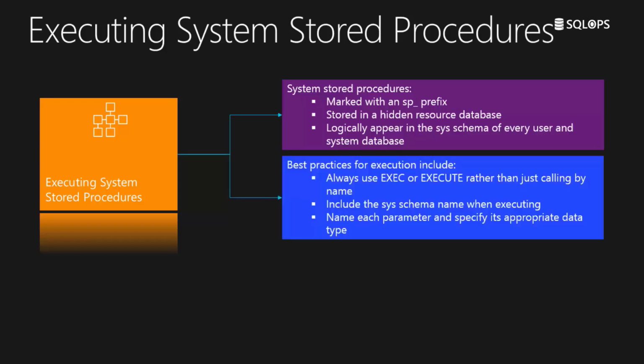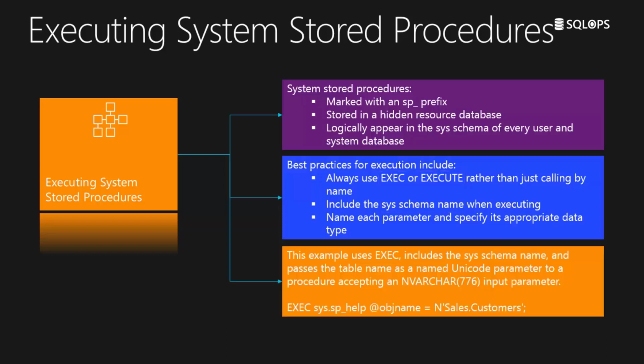To invoke a system stored procedure, always use the execute or exec commands. You need to include the sys schema name when invoking a system stored procedure, and also name each parameter and specify its appropriate data type. For example, to get the details about the customers table in the sales schema, you can invoke the sp_help stored procedure by using the exec as seen in this query and passing the Unicode parameter to the sp_help stored procedure.